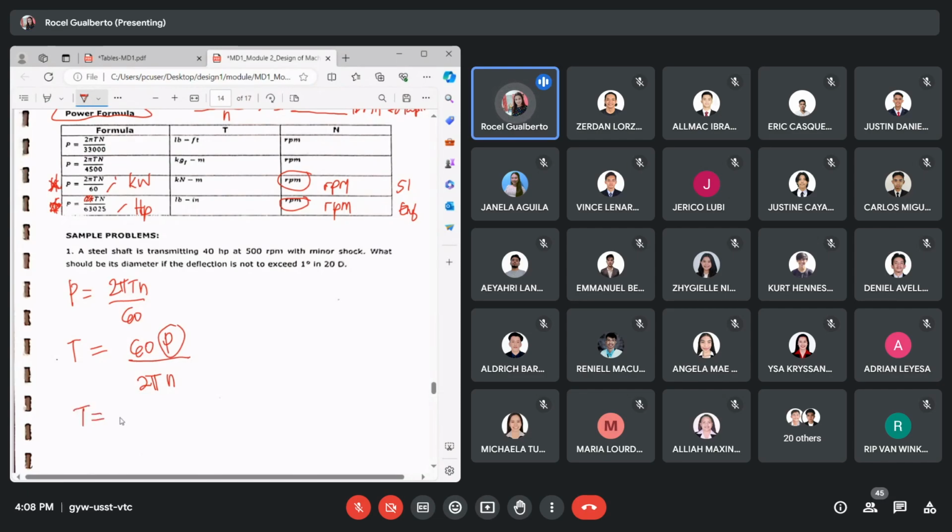And you can have your torque po in unit kilonewton meter. Yan po yung unit ng torque po natin dyan, na masosolve po natin if you use power in kilowatts and N in RPM. Again, the power formula, gagamitin mo lang po iyan to solve for the torque. That is to solve for the torque.